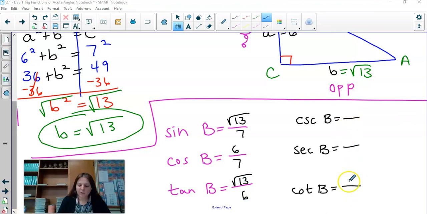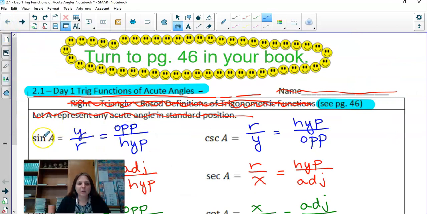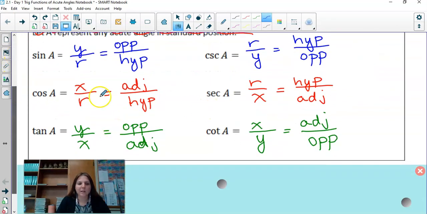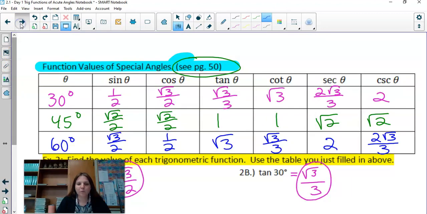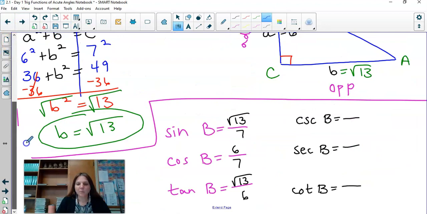Remember, your other 3 trig functions are just going to be the reciprocals. If you can't remember what matches with what, always go back to your original guide here, and you can see that sine and cosecant go together, and cosine and secant, and so on. So you can always refer back to that if you get lost on those. Okay, so what I'm going to do is I'm going to write these as their reciprocals. So go ahead and pause the video and just flip them over, and we'll rationalize in a moment.